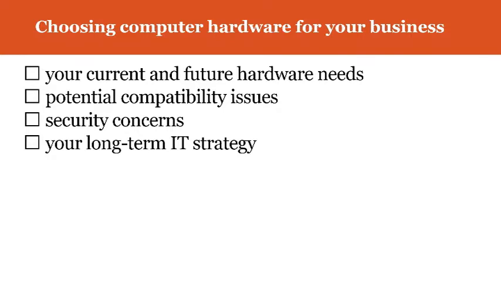So choosing computer hardware for your business. With so many options available, choosing computer hardware for your business can be difficult. You will have to keep in mind first your current and your future hardware needs. So what are your needs? Do you need a lower specification hardware or do you need a higher one? Then potential compatibility issues. Is the software you use compatible with the hardware you purchase? And of course, security concerns.